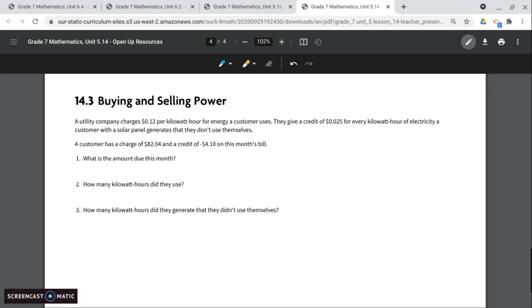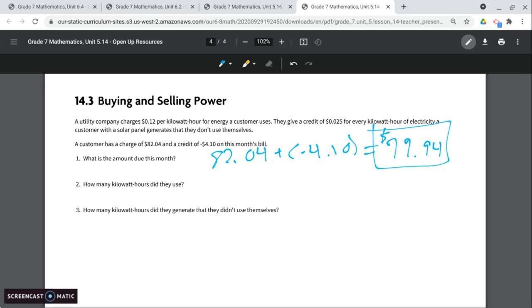A customer has a charge of $82.04 and a credit of negative $4.10 on this month's bill. What is the amount due this month? So we're going to take that 8204 and we're going to add the negative 410 to it, which is going to give us 7794. So that's how much is owed on this bill.